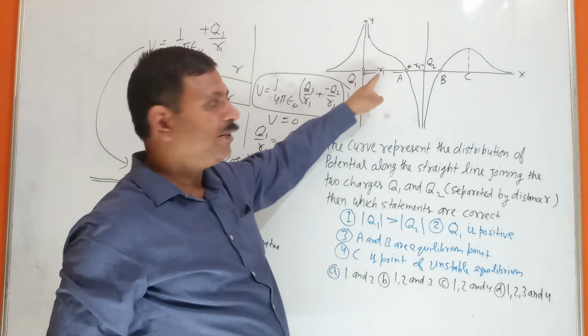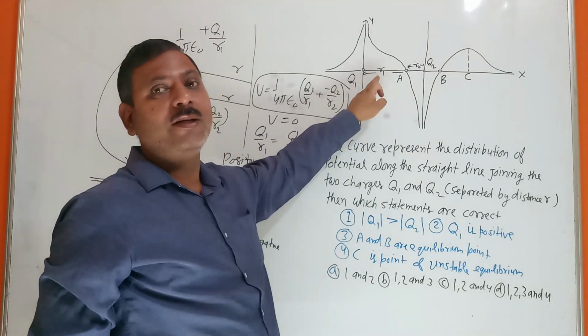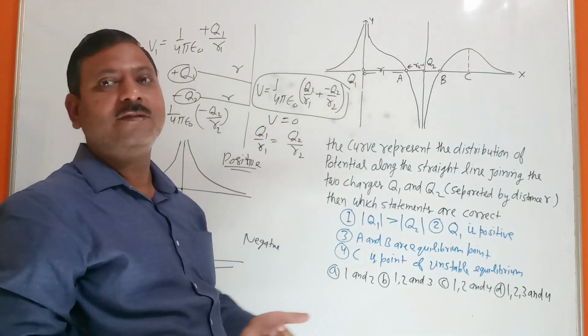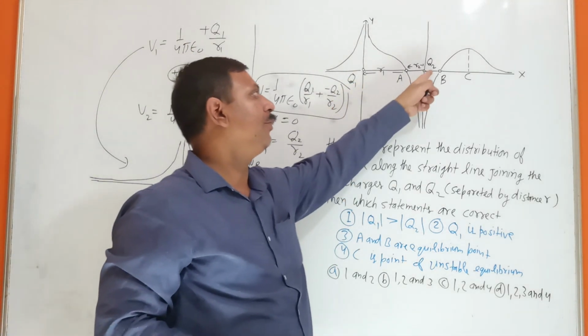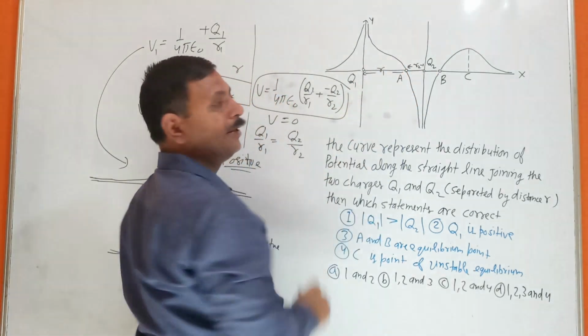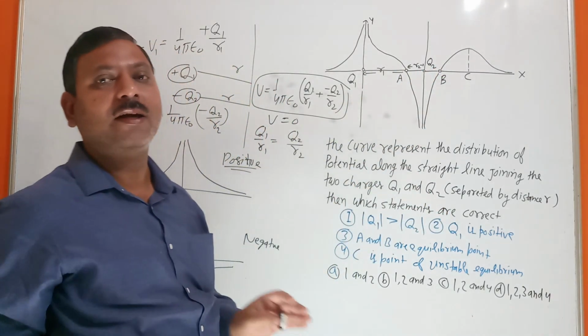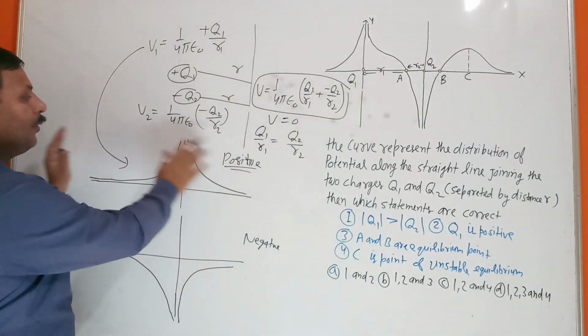If this point A is nearby Q1, then we say Q2 what? The magnitude of Q1 is smaller than Q2. If it comes just at the middle, son, what does that mean? The magnitude of Q1 is equal to what? The magnitude of Q2. So you have to remember this.